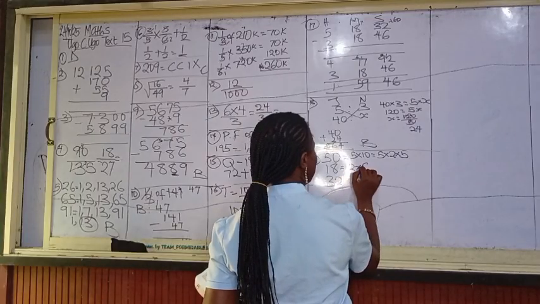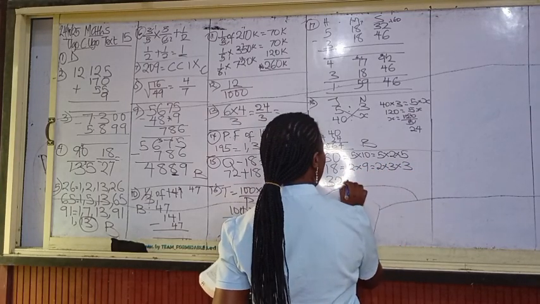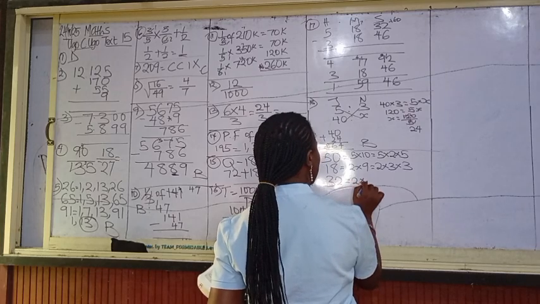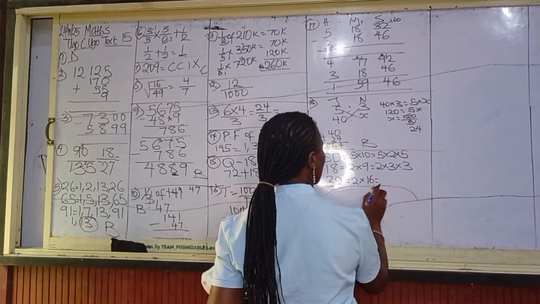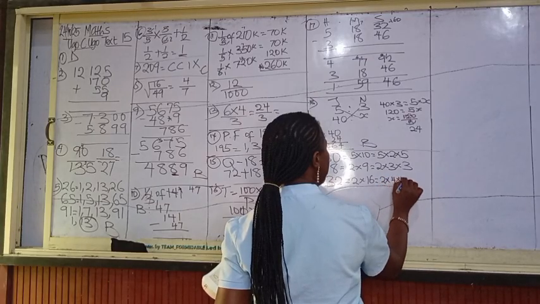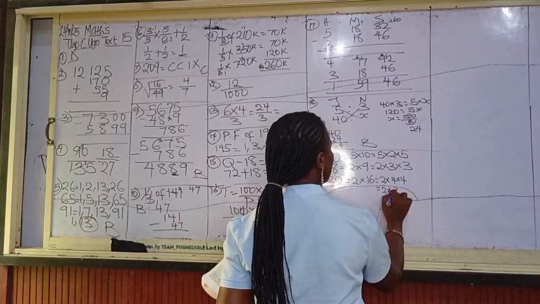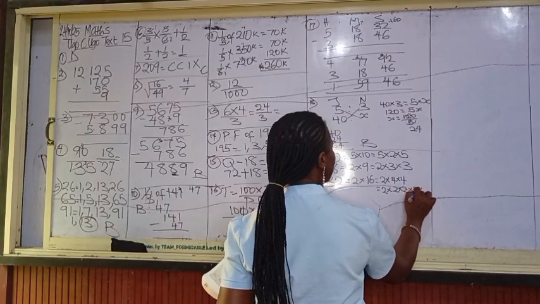18 will be 2 times 9. You can still cut the 9. 2 times 3 times 3. And 32 will be 2 times 16. You can still cut the 16. That will be 2 times 4 times 4. You can still cut the 4. That will be 2 times 2 times 2 times 2 times 2.